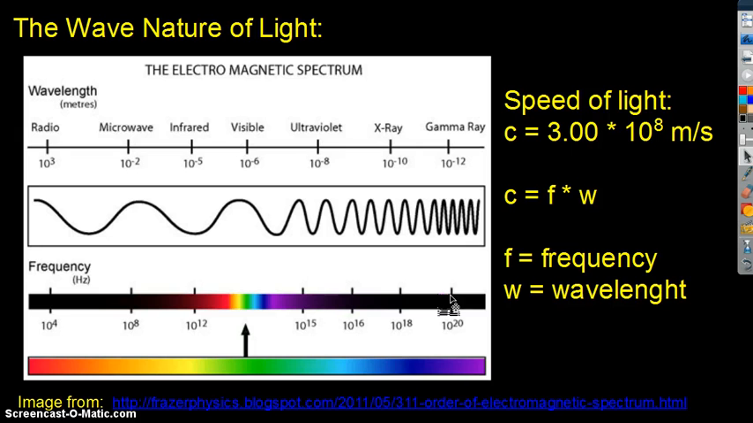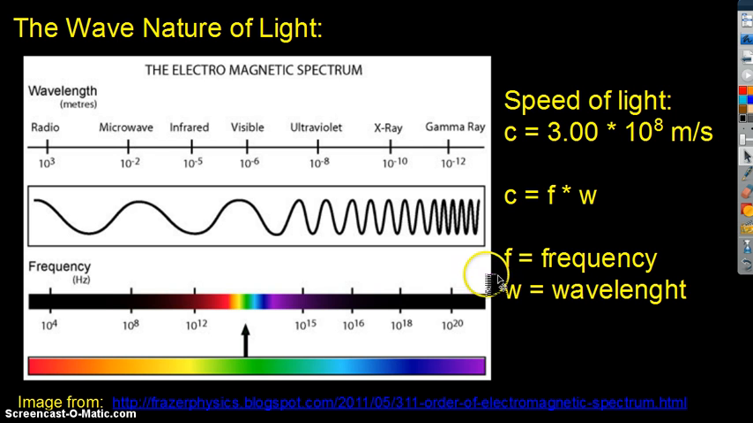You may have learned before that light exists as waves, and we have what's called the electromagnetic spectrum that you need to make sure that you know. It goes anywhere from radio waves to gamma rays. Radio waves is the low frequency, long wavelength, low energy side of the spectrum. Gamma rays are the high frequency, short wavelength, and high energy side of the spectrum.